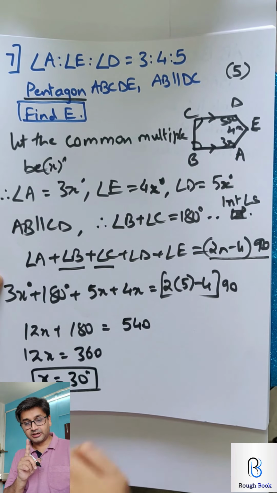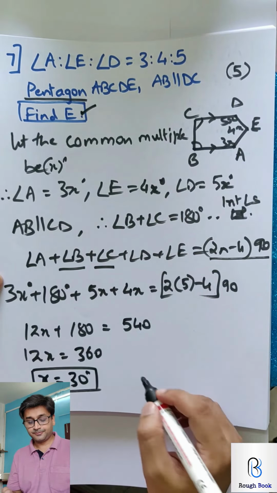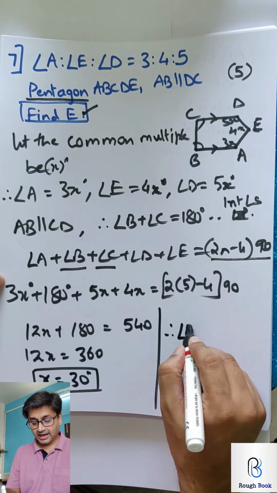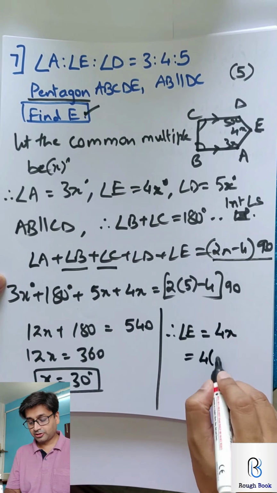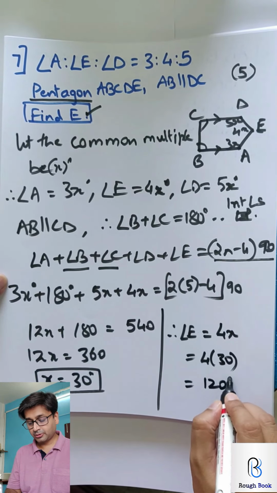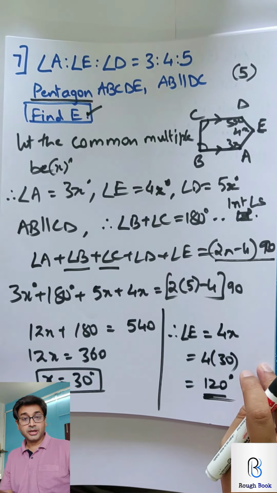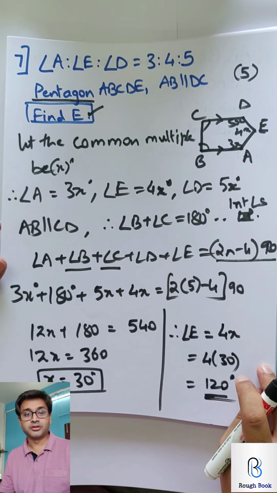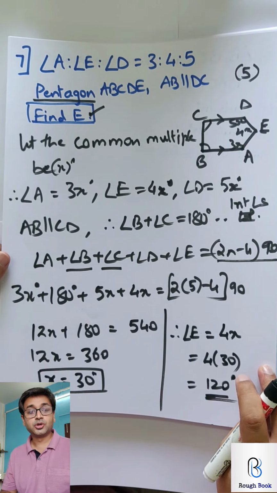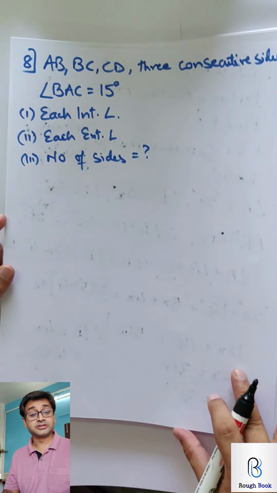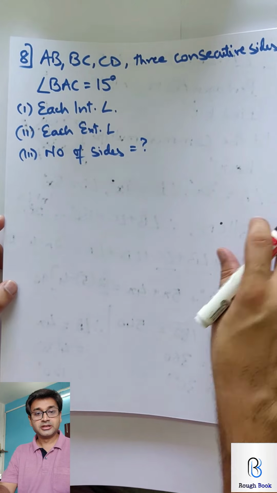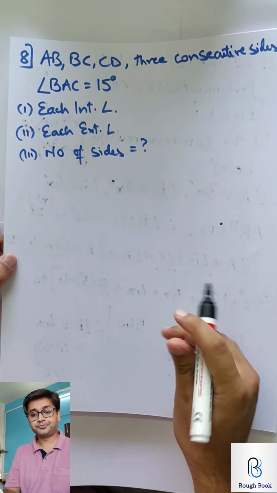X is not my target. My target is to find E. So therefore angle E, how much is that? 4x. So 4 into 30, 120 degrees. How many of you managed to get this honestly on your own? Give a pat to yourself. Good job, guys. Let's go with the next one. You need to be proud of yourself that you are able to solve it. So that will gain confidence for you.